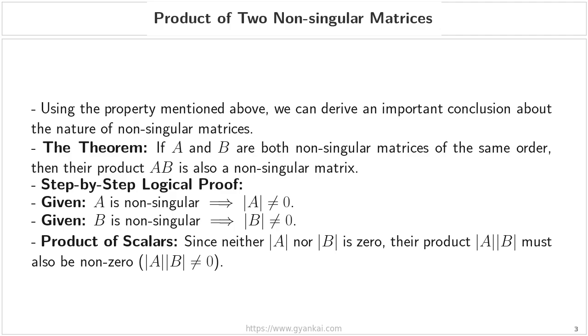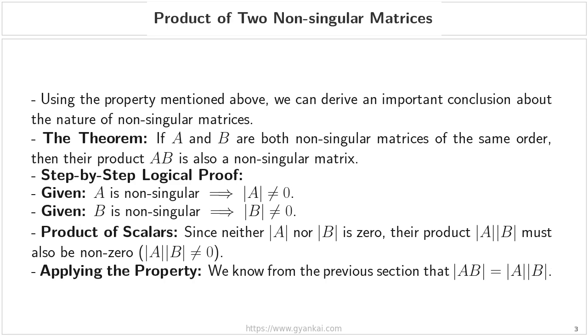Next, let's consider the product of these two scalars. Since neither the determinant of A nor the determinant of B is 0, it follows mathematically that their product, the determinant of A multiplied by the determinant of B, must also be non-zero. In other words, determinant A times determinant B does not equal 0. Now, we apply the property we just discussed in the previous slide. We know that the determinant of the product, A times B, is exactly equal to the product of the individual determinants, determinant A times determinant B.